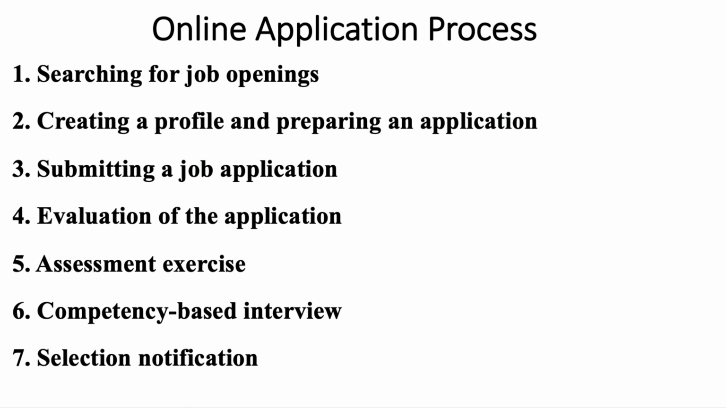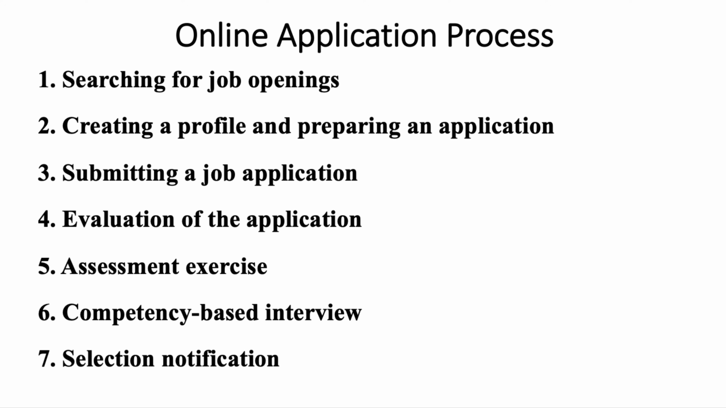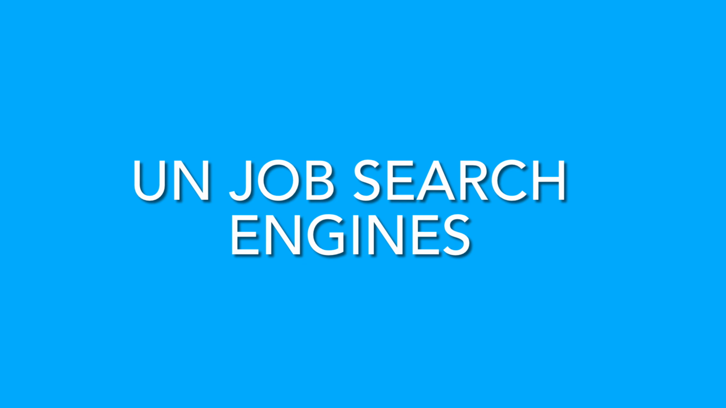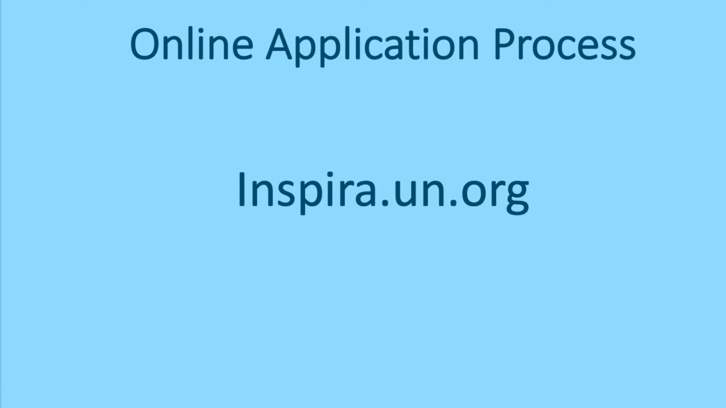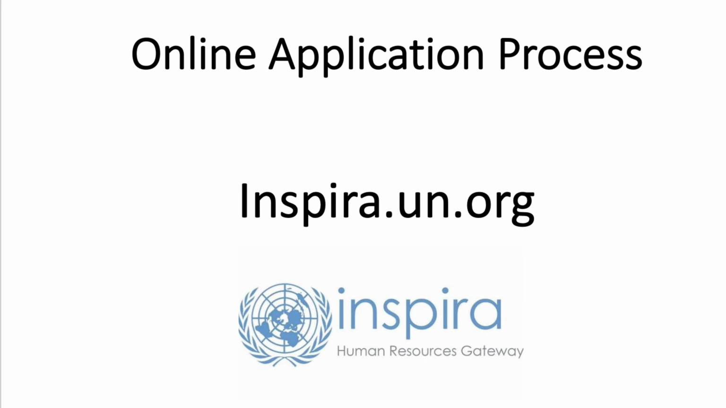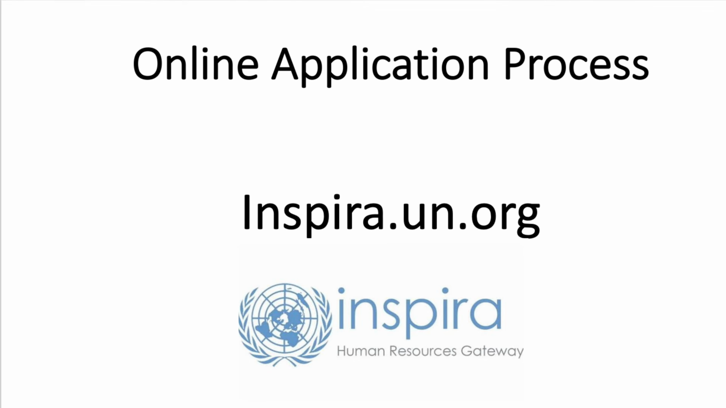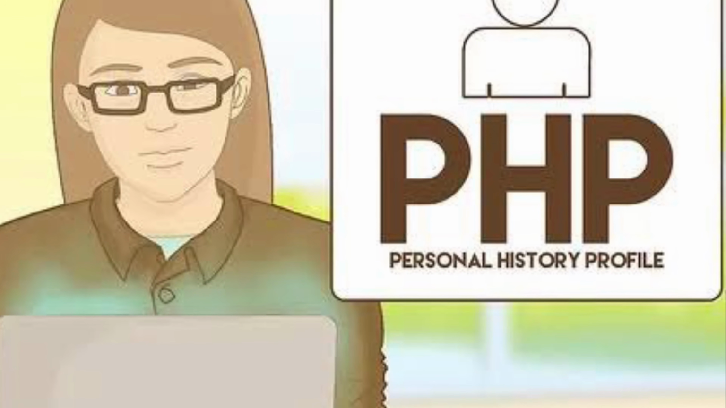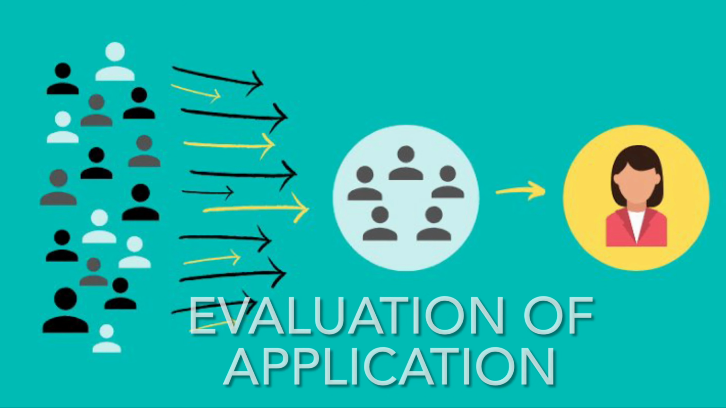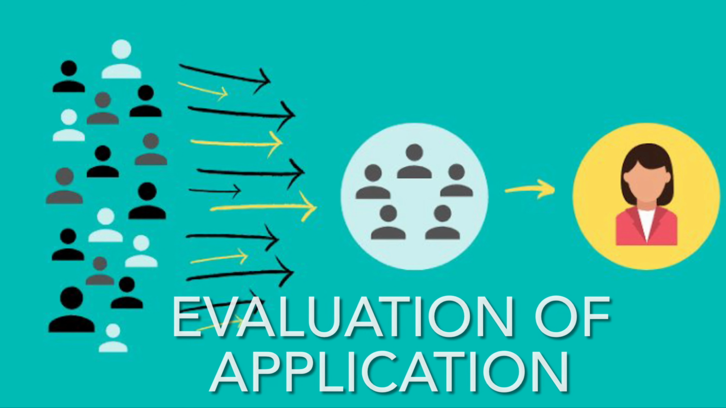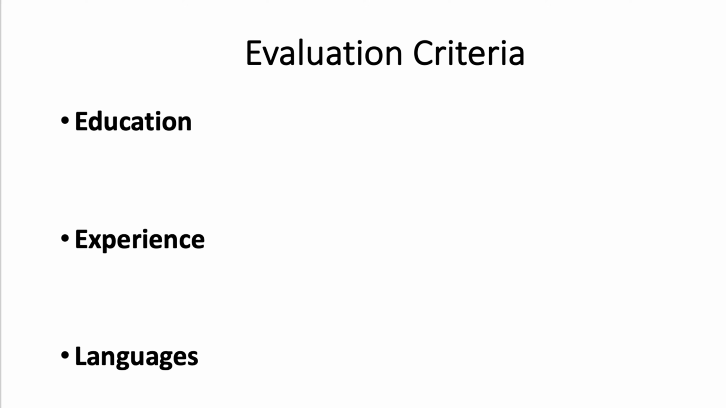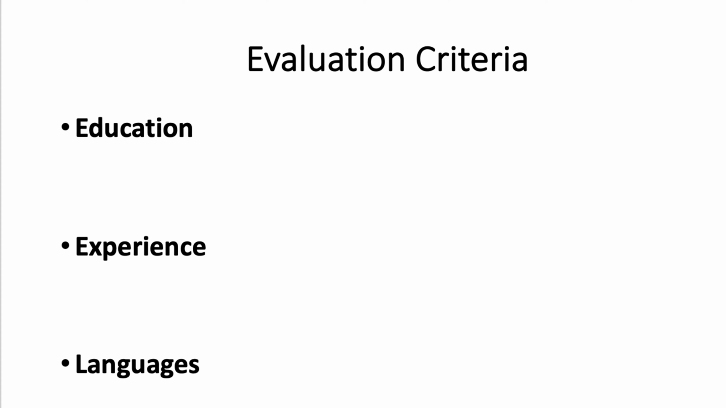Online application process involves 7 steps. Number 1 is searching for job opening using search engine like inspira.un.org. Number 2 is creating a profile and preparing an application. Number 3 is submitting a job application. Number 4 is evaluation of the application on the basis of evaluation criteria. For example, experience, education, and languages, etc.